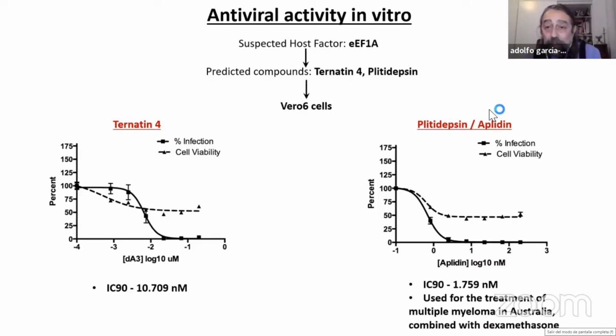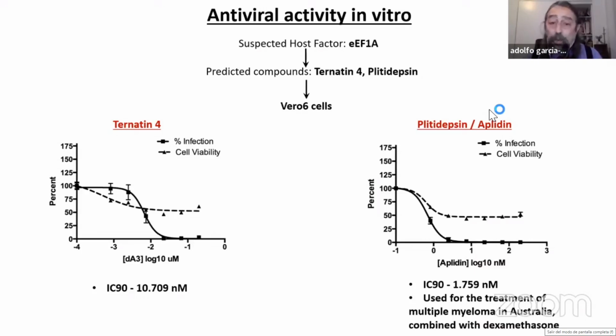So we took these inhibitors, Ternatin-4 and Plitidepsin, and we tested for inhibition of viral replication first in tissue culture, outside of the body, in a cell line. The cell lines that we used in the beginning were cell lines where the virus replicates very well. These are the Vero E6 cells, an African green monkey kidney cell line. And then we looked: are these compounds, Ternatin or Plitidepsin, able to inhibit viral replication? We tested multiple things, not only these, but also some inhibitors of other host factors. But these were some of the most potent drugs that we found that were able to inhibit viral replication.